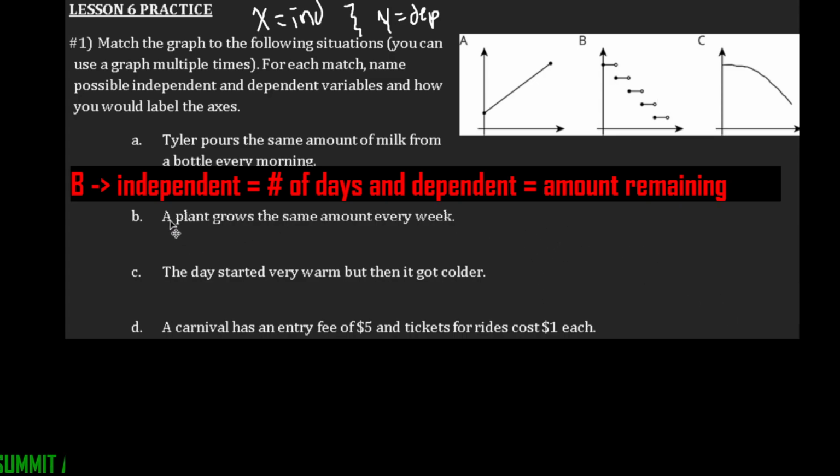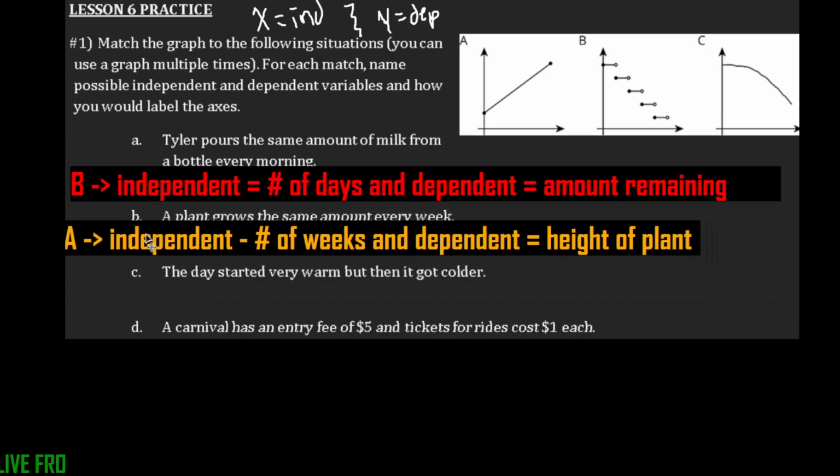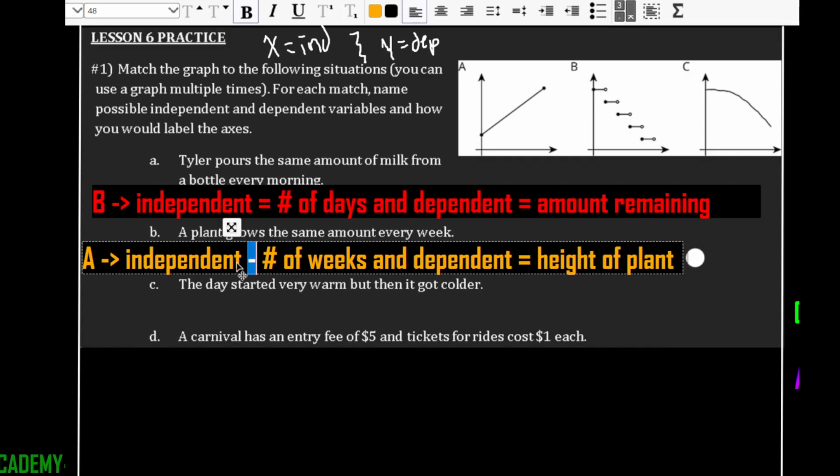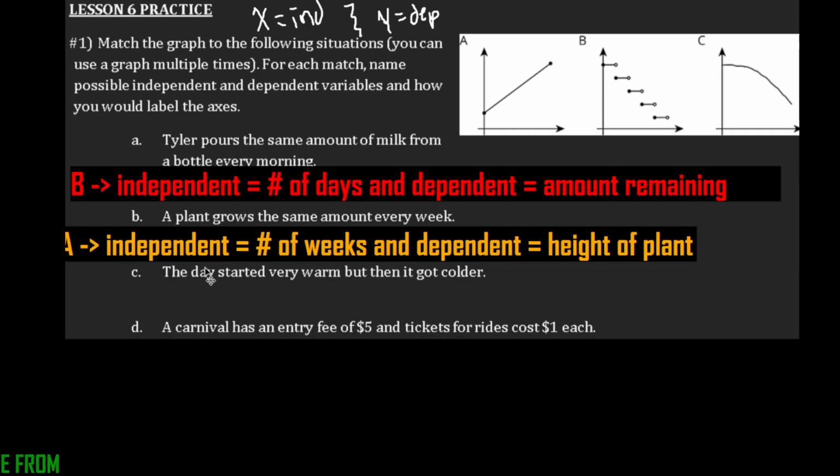For the second one, it says a plant grows the same amount every week. So we're going to say the function that goes along with that, or the graph that goes along with that, is going to be graph A. The independent variable is going to be the number of weeks, so that's going to be our x-axis, and as time goes on, the height of the plant is going to increase. So our dependent variable is going to be the height of the plant.